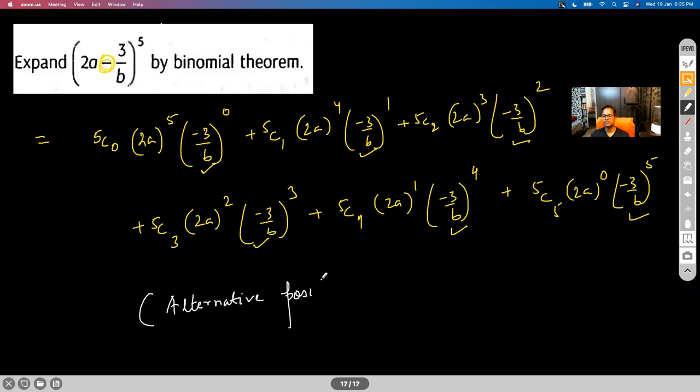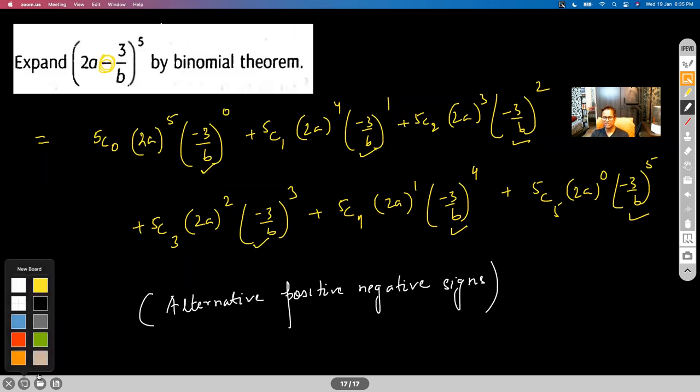There are alternatively positive and negative signs in between. Whenever you realize that there's an alternation of sign, positive negative, it definitely implies that in the binomial expression, there must be a negative in between. Is it fine? Any questions, any concerns? Okay. So we'll now see a very advanced version of this type.